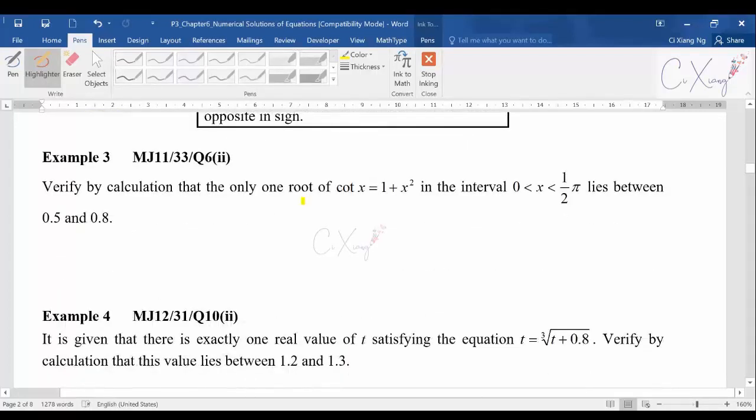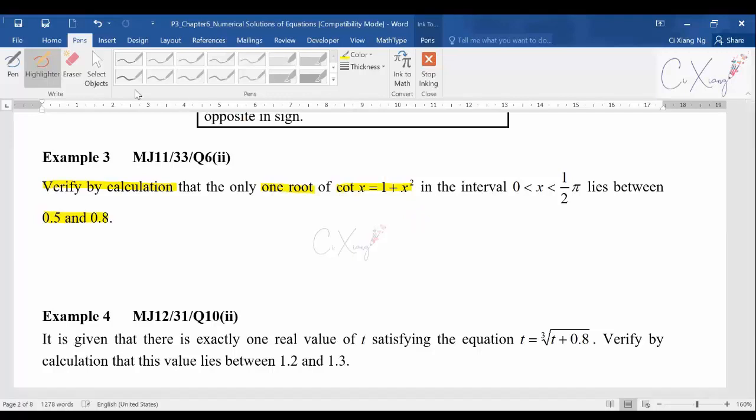Again, example 3. For example 3, they want you to verify by calculation. If they want you to sketch a graph, they will ask you to sketch a graph. If they want you to use the sign change method, usually they won't clearly write out the sign change method, but they will ask you to verify by calculation that you have only one root between two numbers, 0.5 and 0.8. So what they want you to verify is that you have only one root for this equation in the interval. This is the way that they ask the question.